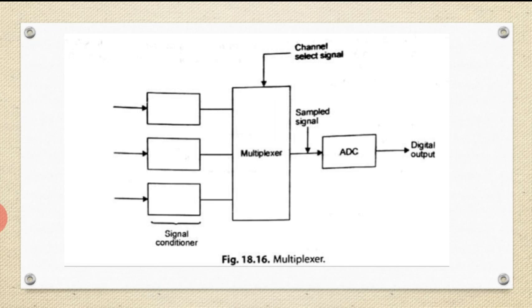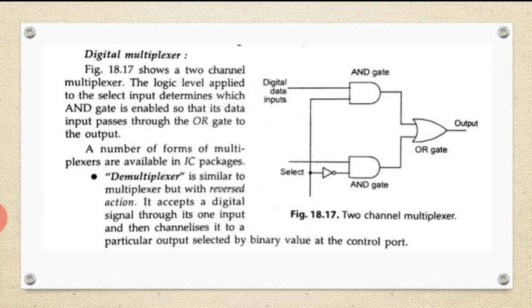So this is the block diagram of the multiplexer. The arrow marks show the inputs. Signal conditioners are used, and the output is given to the multiplexer, and the sampled signal comes to the ADC, and finally we get one digital output. Okay, so here one digital multiplexer is shown.